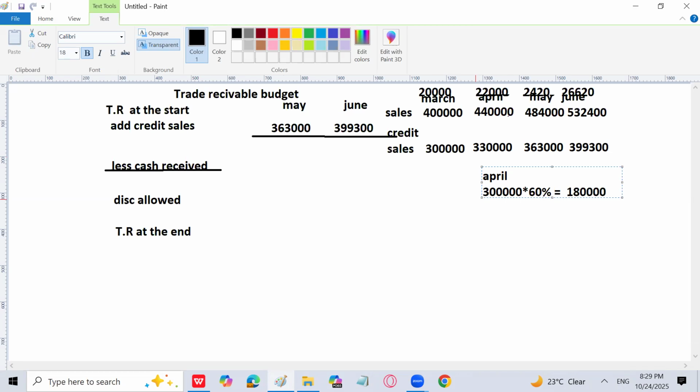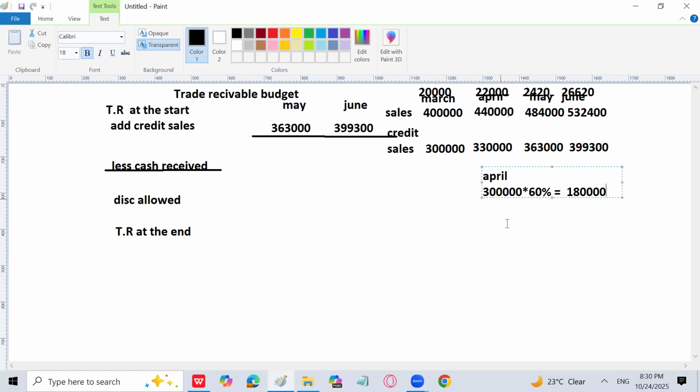I repeat again, it's an important point. In March, the sales are 3 lakh, 40% of the customers will pay in April, that's fine. And the remainder will pay in May. It means on 30th April, of the 3 lakh sales of March, 60% have not paid yet because they are supposed to pay in May.